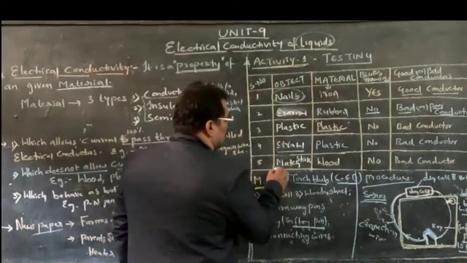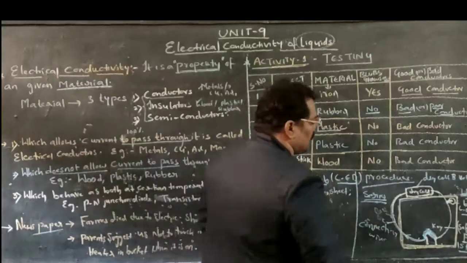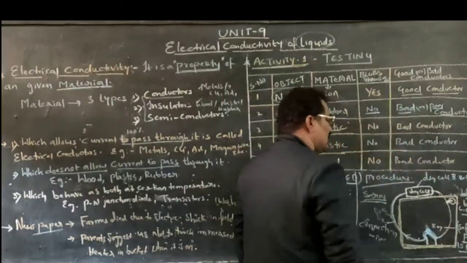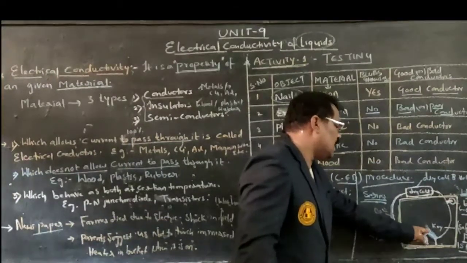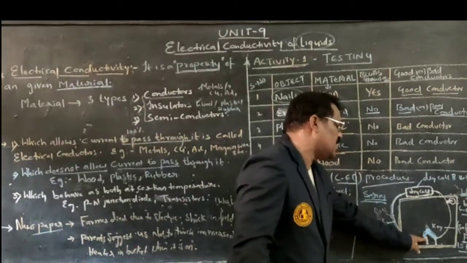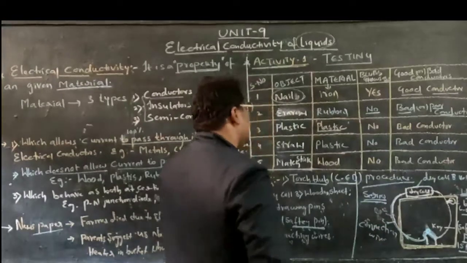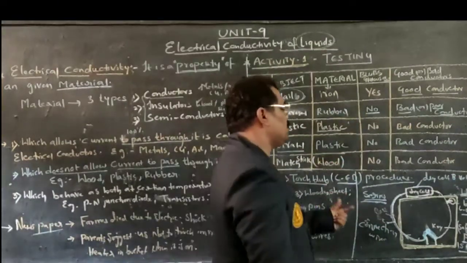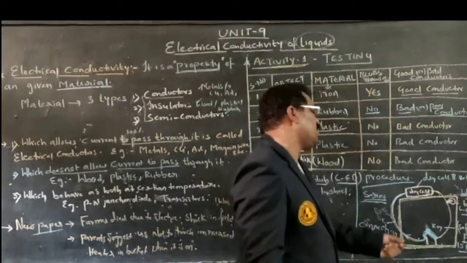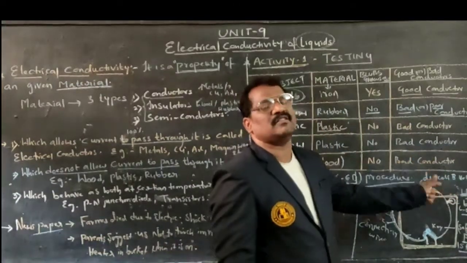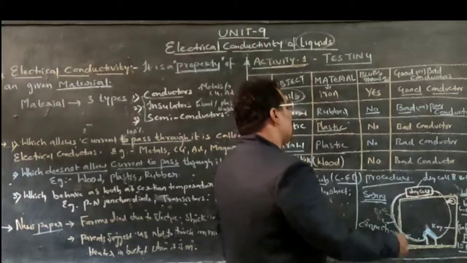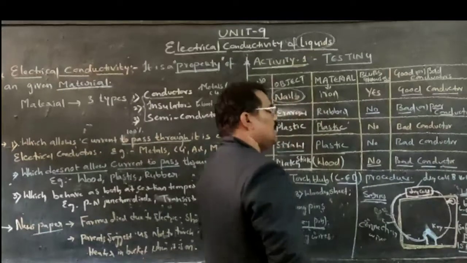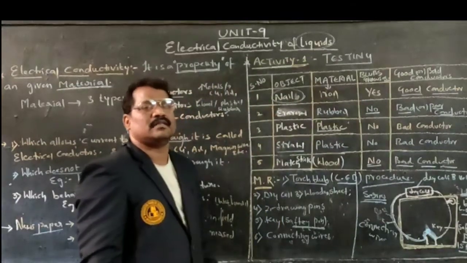Then afterwards take a matchstick. Last, I am taking a matchstick, and switching on, I allow the matchstick to touch this pin, the next pin. And this is made up of what? Wood. Observe whether the bulb will be glowing or not. We'll observe that the bulb is not glowing. By that we can say that it is a bad conductor of electricity.